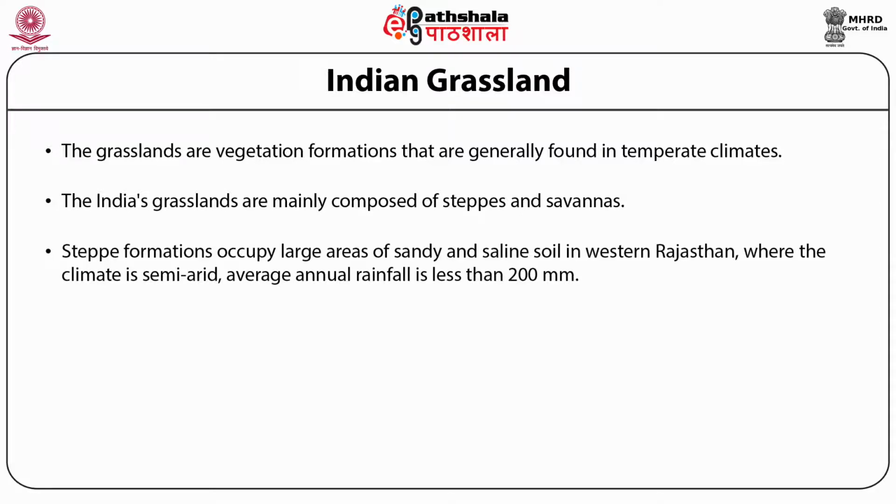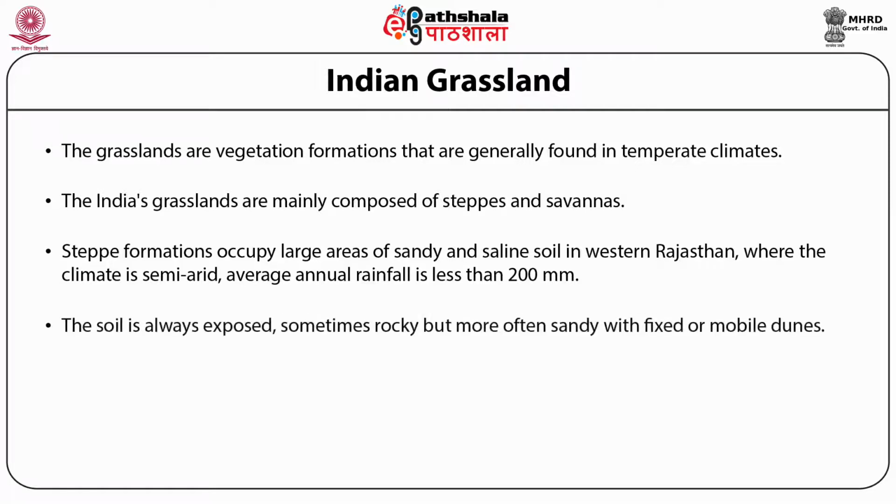In western Rajasthan, where the climate is semi-arid, average rainfall is less than 200 mm a year with a dry season of 10 to 11 months and a large variation in rainfall. The soil is always exposed, sometimes rocky, but more often sandy with fixed or mobile dunes. Forage is available only during the brief wet season. The grass layer is sparse and consists mainly of annual grass species.